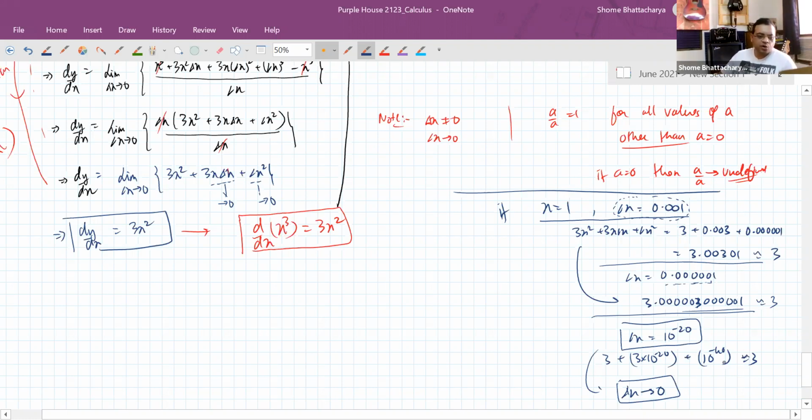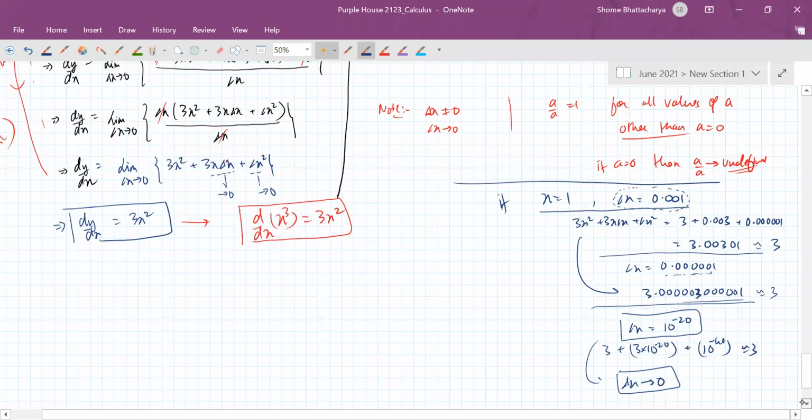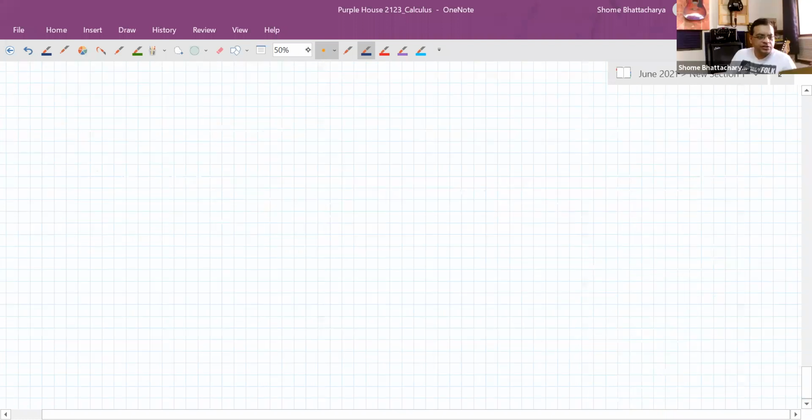So you can see that the smaller the value of delta x that I take, the closer I'm coming to this term becoming equal to 3x squared. So if I take it tending to 0, it means it becomes exactly equal to 3x squared. Okay, is this clear, people? Yes, sir. Okay.